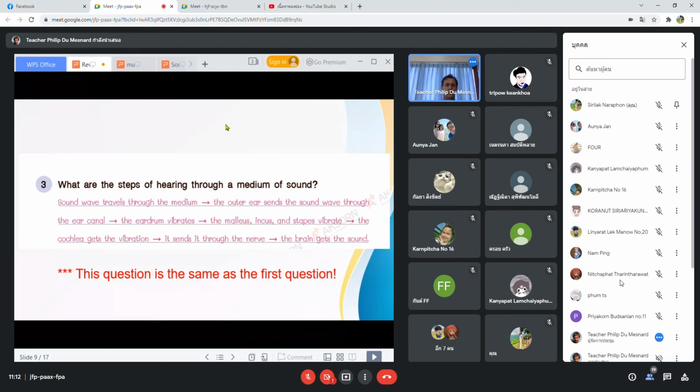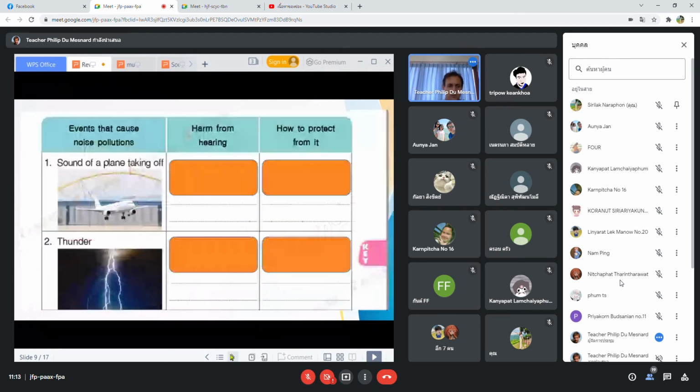Okay, and so the important thing is that the sound causes vibration, and the vibration goes through the air into the ear, and then when it's inside your ear, it will be changed from a vibration to a signal, which will go to your brain, and then you will understand the sound or hear the sound. Okay, so I hope you finished copying this.